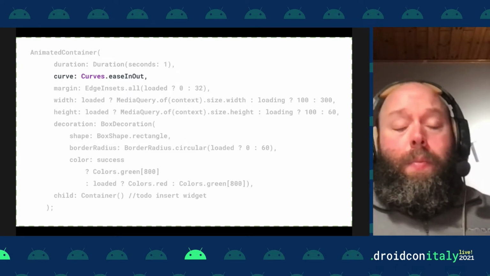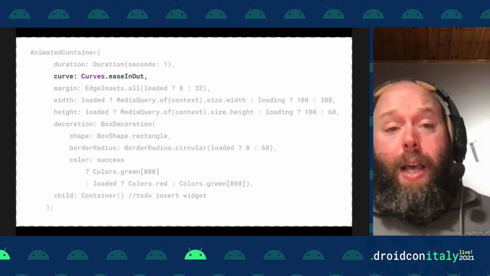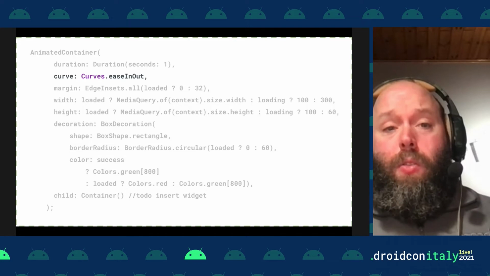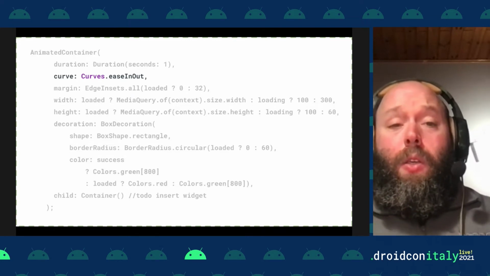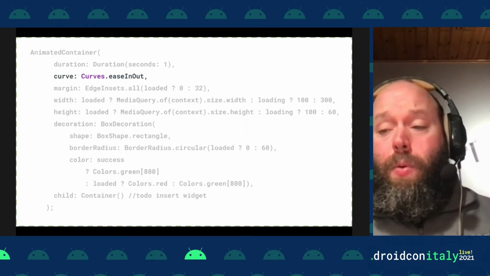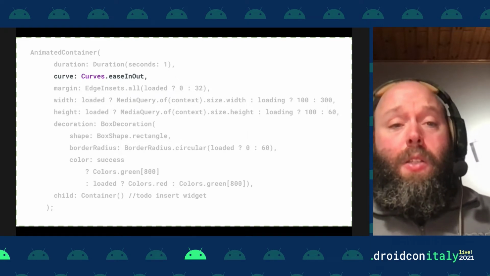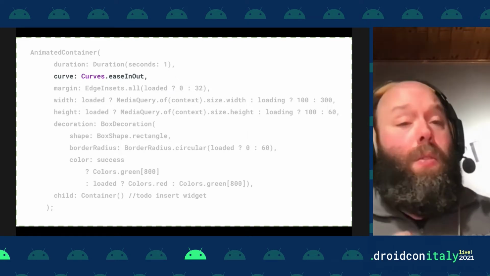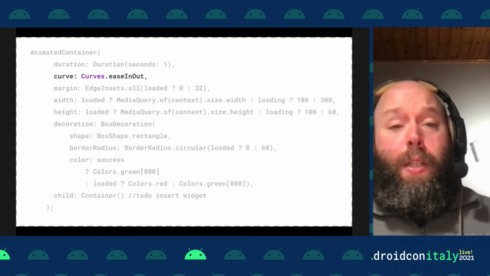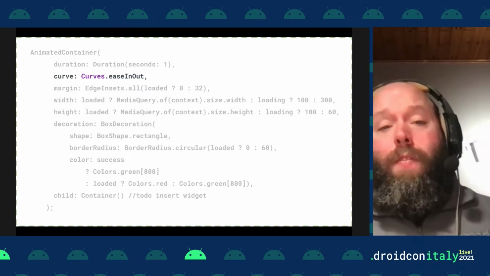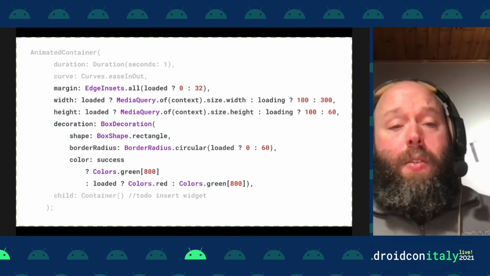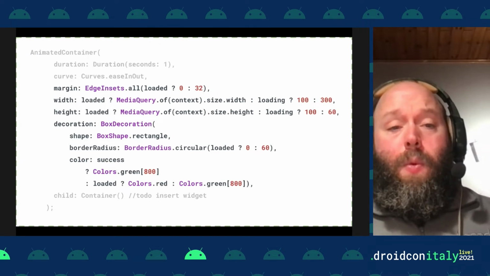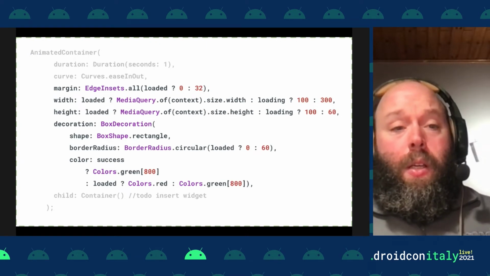Then we have a curve. You can experiment live, leveraging the hot reload. Basically, you will see immediately how your animation behaves. So if you want to experiment, you just change the curve right at the moment, and you will see the difference between all the various samples. And then we have the rest of the widget. Let's see what we do with this widget.